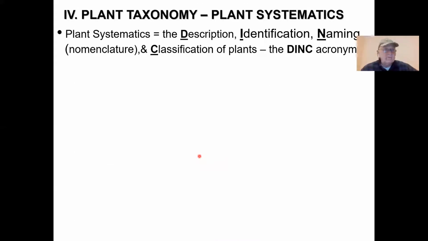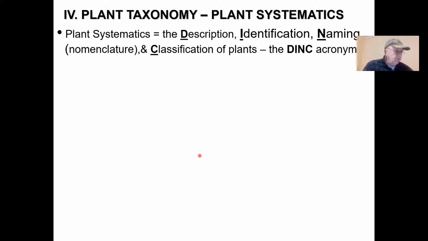All right, now this, let me get to this slide. All right, now we're going to bounce all around between the 4 parts of the DINC process, but we're going to wind up spending more time on classification than anything else because it's the hardest one for the beginner to comprehend. Now, the DINC acronym is a useful way to remember this stuff, these 4 words.